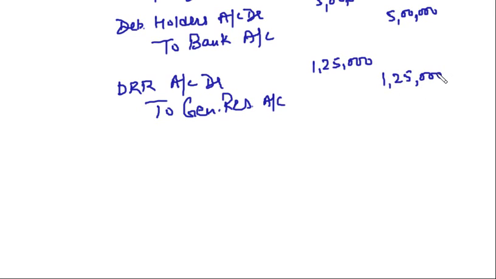This is important, that until and unless the question specifies that DRR balance has been used for the redemption purpose, you are not going to use that balance. That balance will as such be transferred to general reserve. Clear?